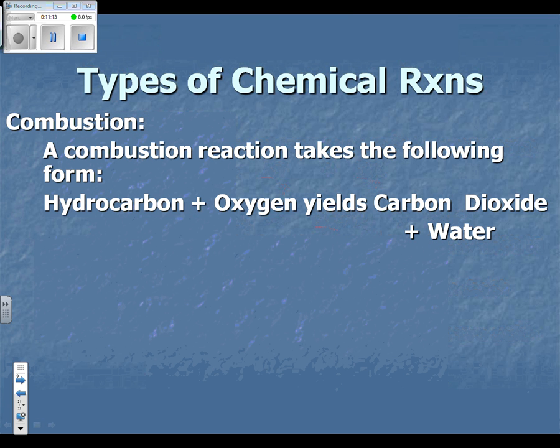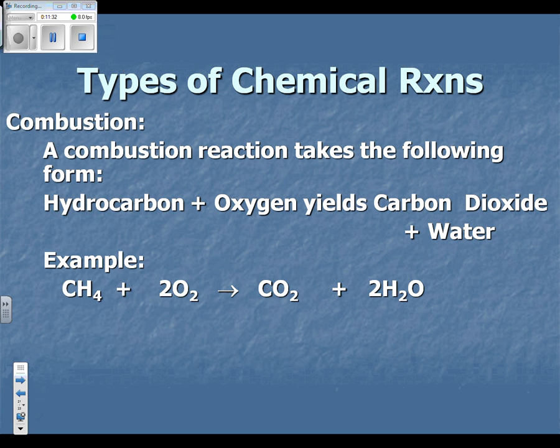All right, last but not least is combustion. Combustion kind of screams setting things on fire. So we have a hydrocarbon. That's something that only has hydrogen and carbon in it. And we're going to add oxygen to it. That represents our fire in a chemical reaction. It is always, always, always going to give you carbon dioxide and water.